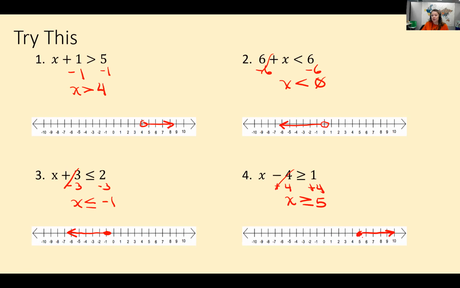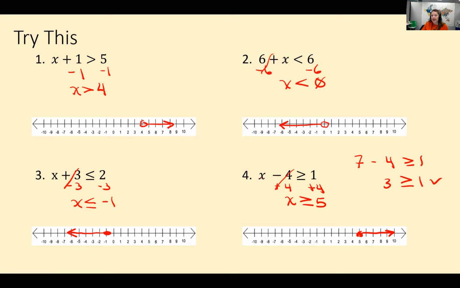All right, just to double check these, I'm going to pick a number in my solution set. So let's pick the number 7. Let's say that x is 7. If I plug in a 7 right here, 7 minus 4 is greater than or equal to 1. Well, 7 minus 4 is 3. Is 3 greater than or equal to 1? Yes, it is. It's greater than. 7 is in my solution set.